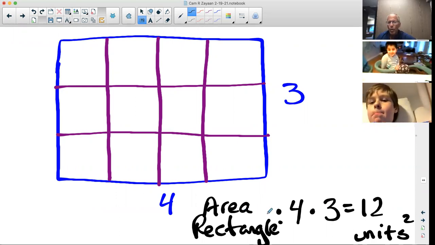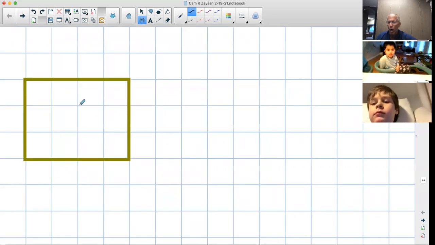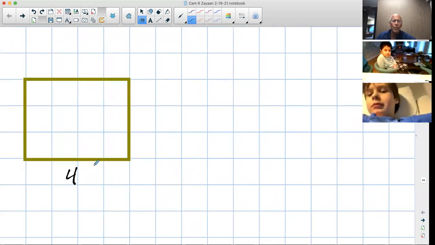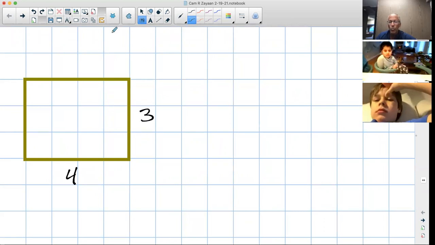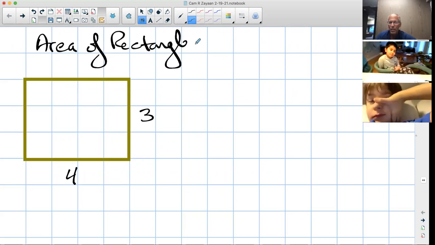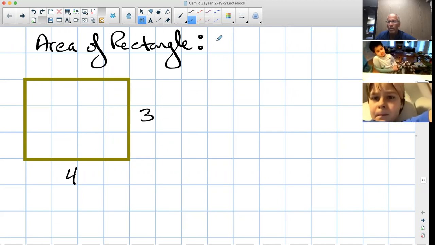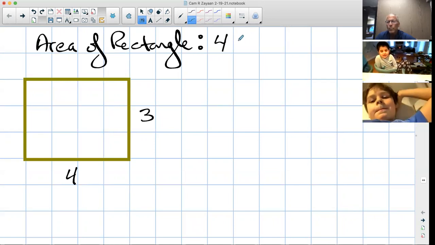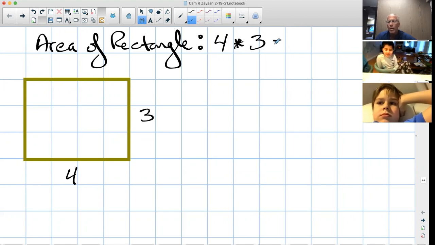Now, gentlemen, if I say to you, draw a 4 by 3 rectangle, and I ask what is the area of the rectangle, you're going to say to me that the area is what times what? 4 times 3. Right. And Cam, what is 4 times 3? Let's see now.